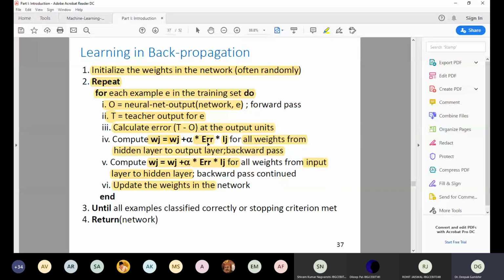I have missed that slide. Maybe I will show it in the next class, or if possible, I can show it here from the book.